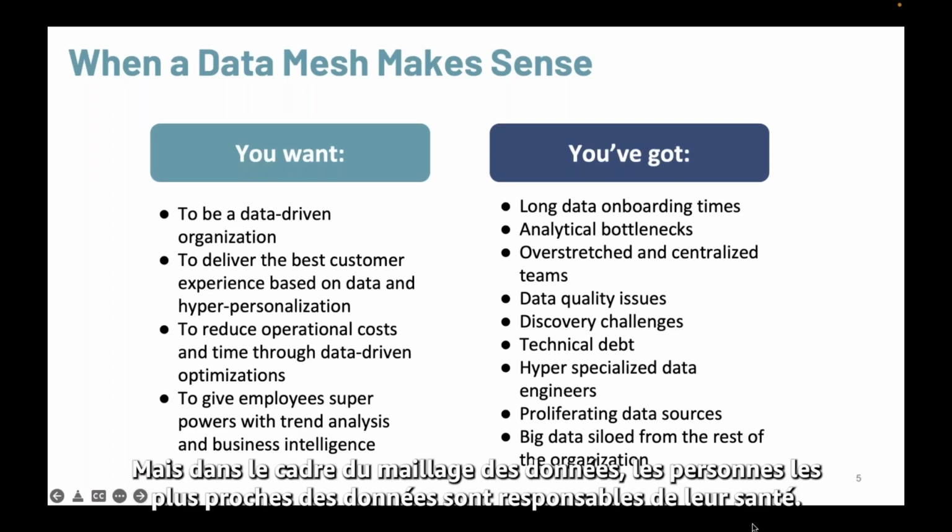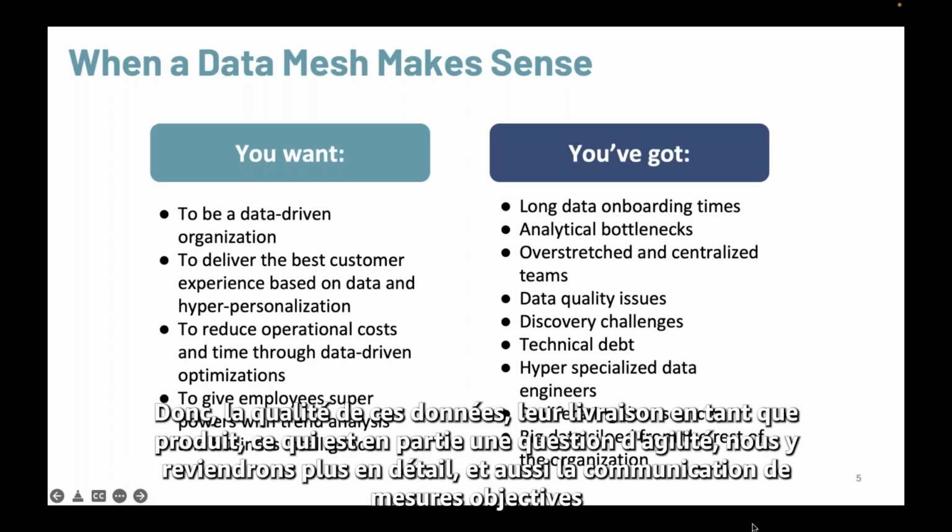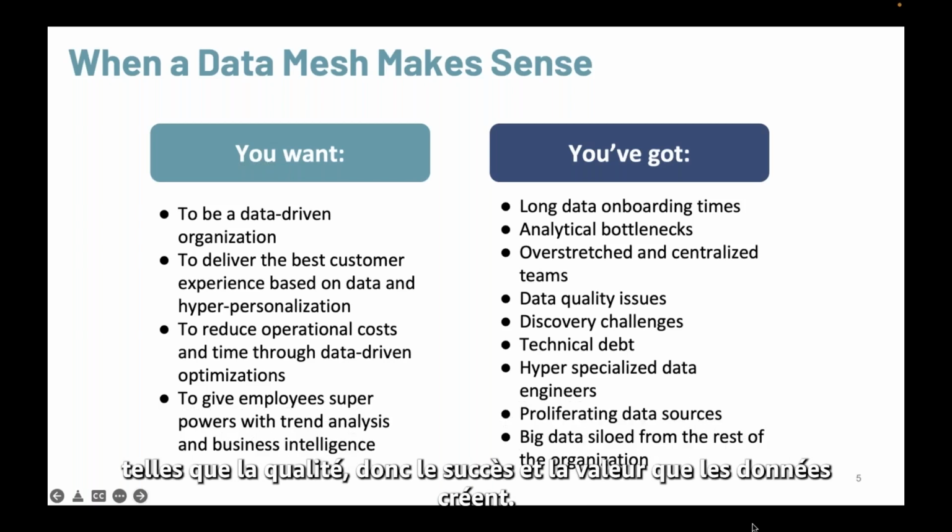But under the data mesh framework, those closest to the data are responsible for the health of the data, so the quality of that data, delivering data as a product. So that's partly about the agility. We'll go into that in more detail, and also communicating objective measures such as the quality against the success and the value that the data is creating.